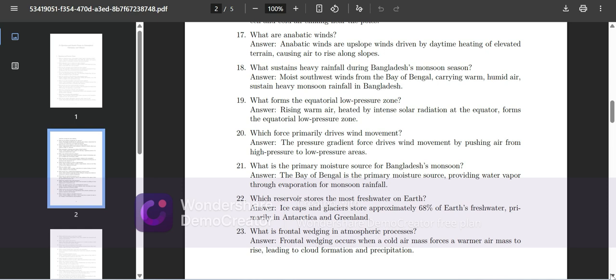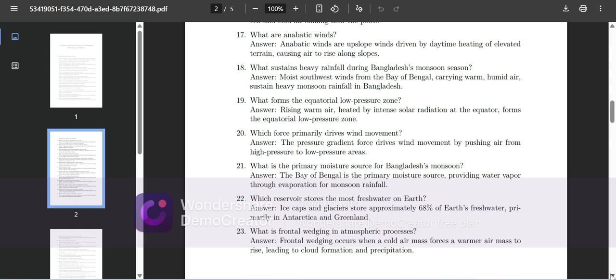What forms the equatorial low pressure zone? Rising warm air, heated by intense solar radiation at the equator, forms the equatorial low pressure zone.